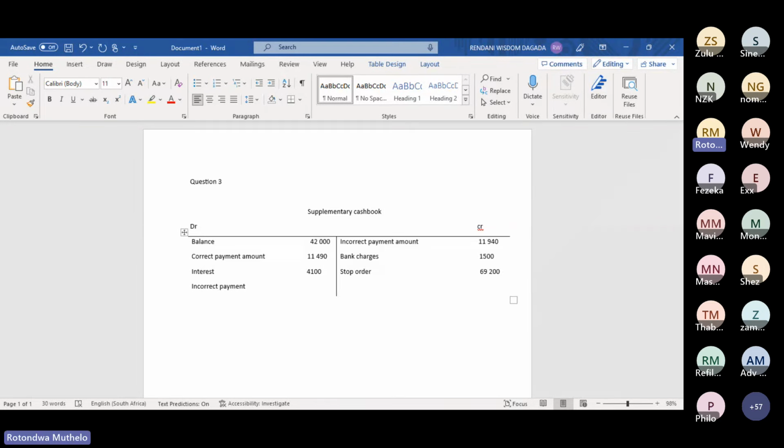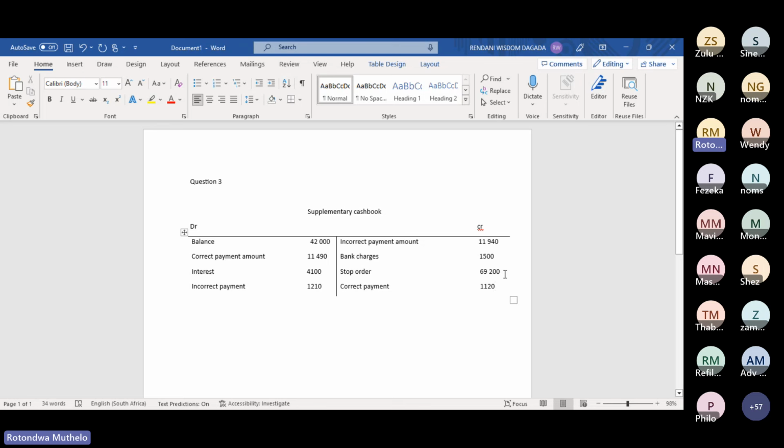Put 1,210 for the incorrect payment, and then the correct payment. Since it was supposed to be a payment, first of all, we're gonna say correct. When we enter the correct payment here, it's gonna be 1,120, because it says a payment by the firm in the amount of 1,120 has been incorrectly entered in the cash book as 1,210. So yeah, that is how you do it.